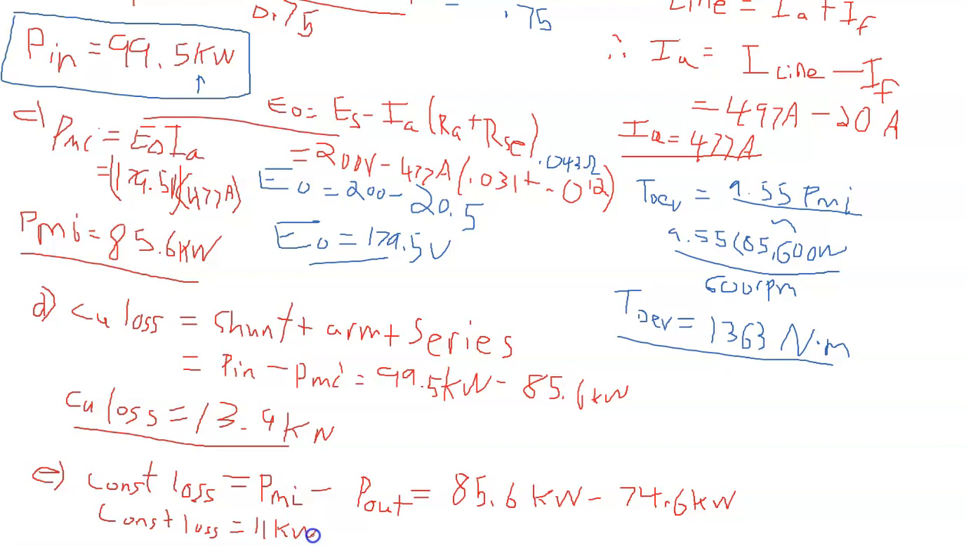Now, if you took the 13.9 and added it to the 11, you get 24.9 kilowatts, and that is the total loss in the motor. And that should be the difference then between P in and P out, and so you can check that calculation too, right? Okay, so I'm going to stop that recording now.